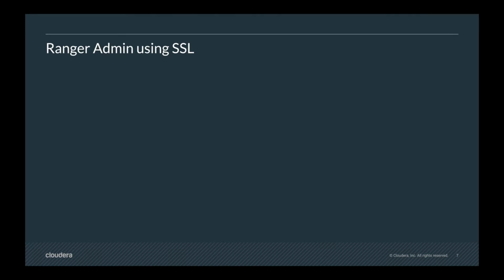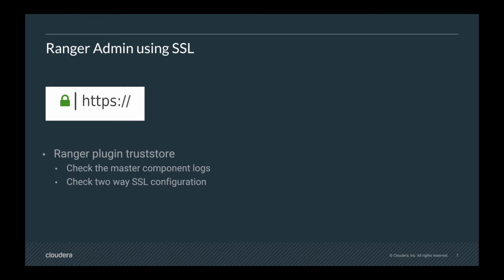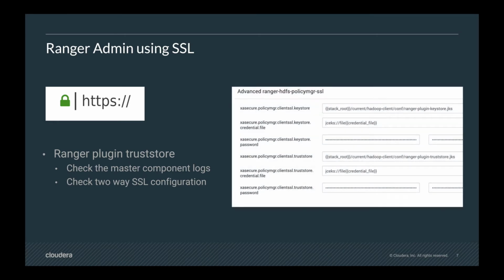One of the most common errors occurs when SSL is enabled on Ranger admin. When you enable HTTPS on Ranger admin, the plugin may not be able to connect to the Ranger admin in order to download the policies. You need to check the Ranger plugin truststore. In this configuration section, you need to verify that this file exists and also has the certificates to connect to the Ranger admin. If you are using two-way SSL, you need to check the truststore and keystore for the plugin and also the Ranger admin.